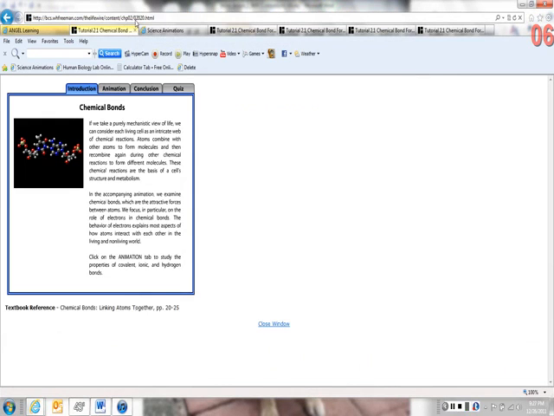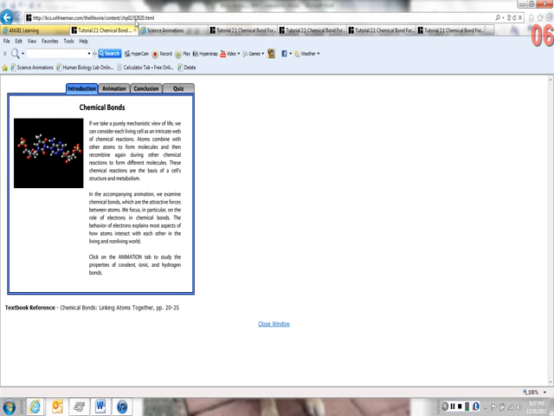So here we have an introduction to the chemical bonds. If we take a purely mechanistic view of life, we can consider each living cell as an intricate web of chemical reactions. Atoms combine with other atoms to form molecules and then recombine again during other chemical reactions to form different molecules. These chemical reactions are the basis of a cell's structure and metabolism.